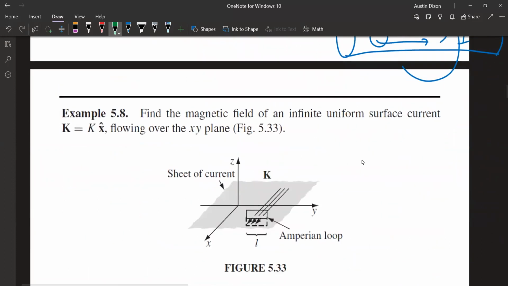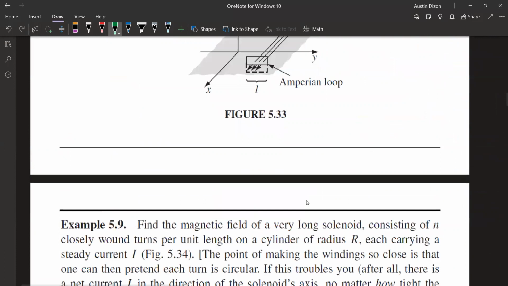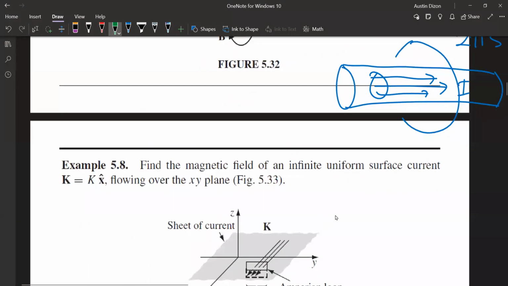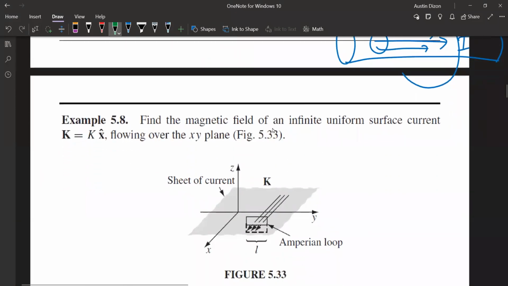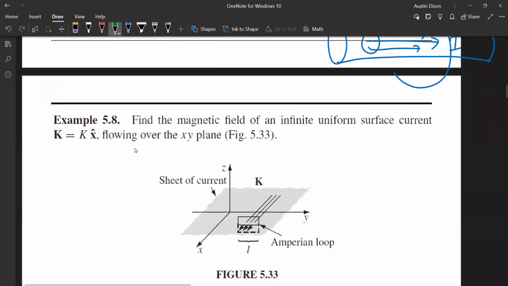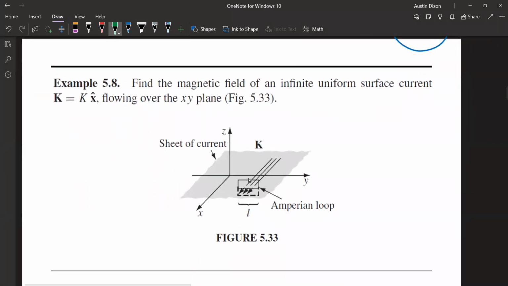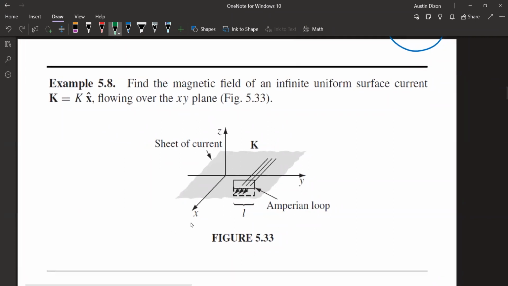Another example. Siyempre, kung may line, may surface naman. Okay. Find the magnetic field of an infinite uniform surface current, which is yung K natin. Okay. Na nakatutok sa x hat. Okay. So, ito yung image niya. So, nasa XY plane, may nag-flow na K towards x hat.